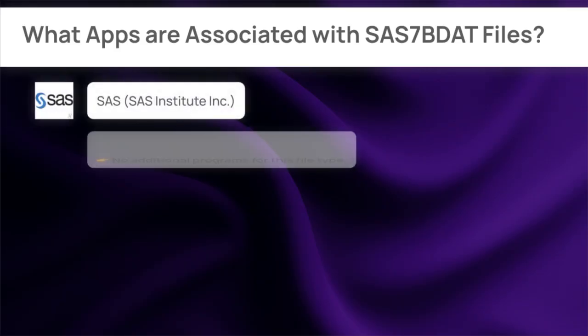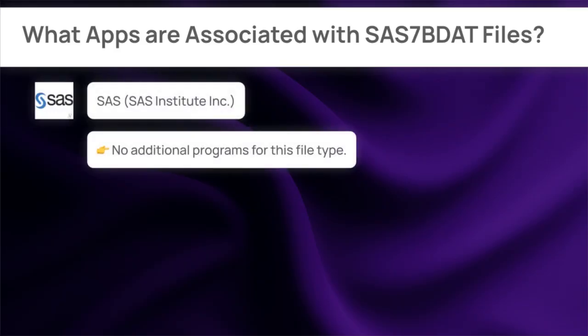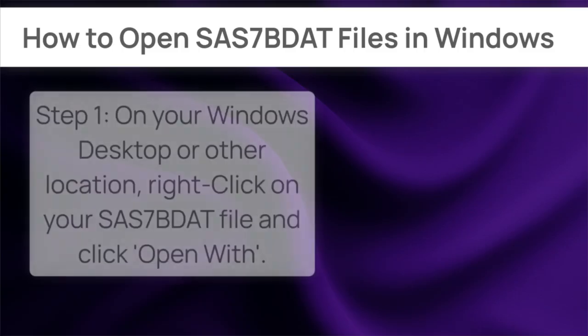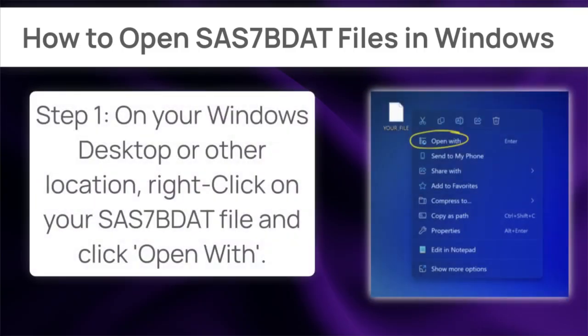SAS, developed by SAS Institute Inc., is often used as the source validator for SA7BDAT. The system gives a basic report, but ignores the file's complex structure. Windows cannot display relational structures, so specialized software must read the file. The easiest way to identify the error source is testing.